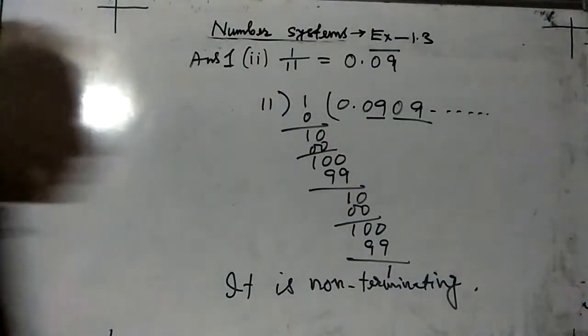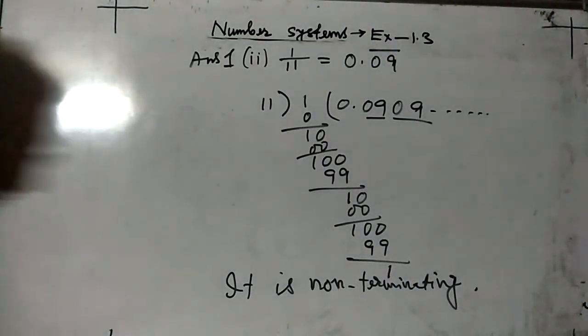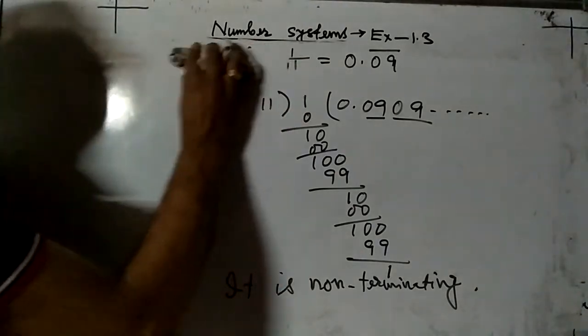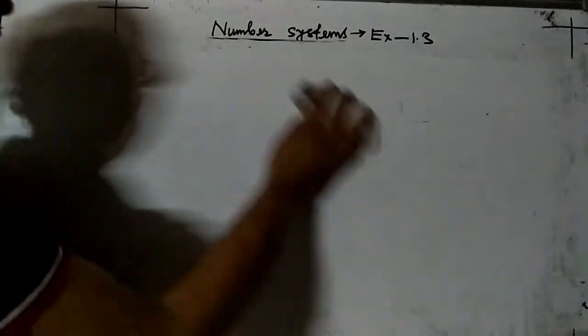Non-terminating, right? Understood? Question number 2 you will solve by yourself. Question number 3 is a very, very important question. Generally in examinations, these types of questions can come, so I put important for question number 3. I'll solve 2 parts of question number 3, and the third part you will solve by yourself. Now I am showing you how we can express a decimal expansion in P by Q form.